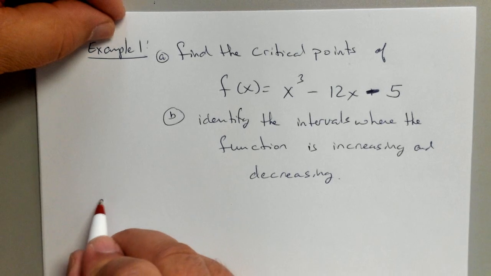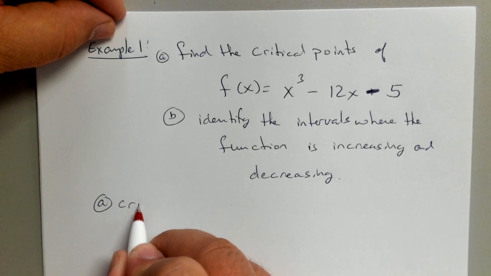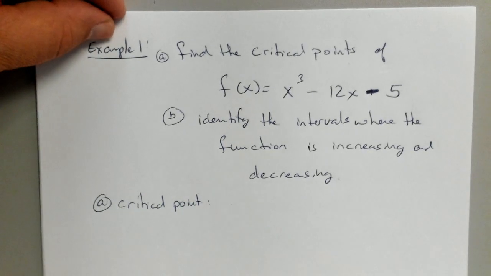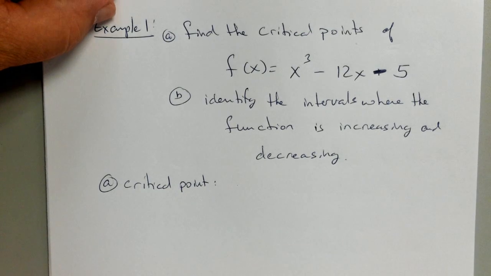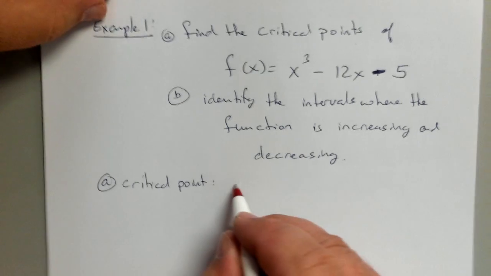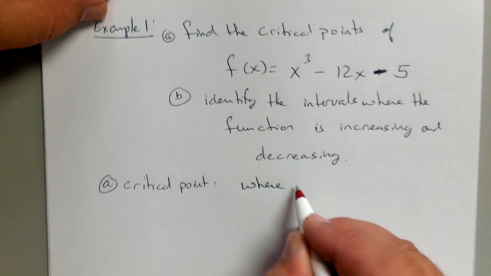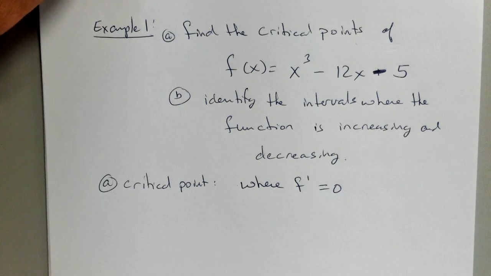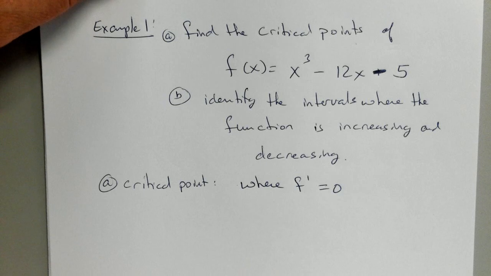So the first one, what is a critical point? Well, the sign changes, but how do we find it mathematically? You're right, it is, but it's where the first derivative is equal to 0, which is exactly what it's doing, because it's the vertex. It's where the signs change.